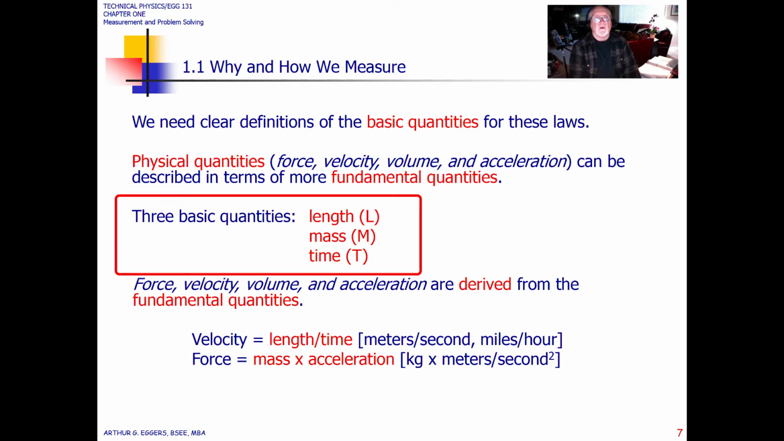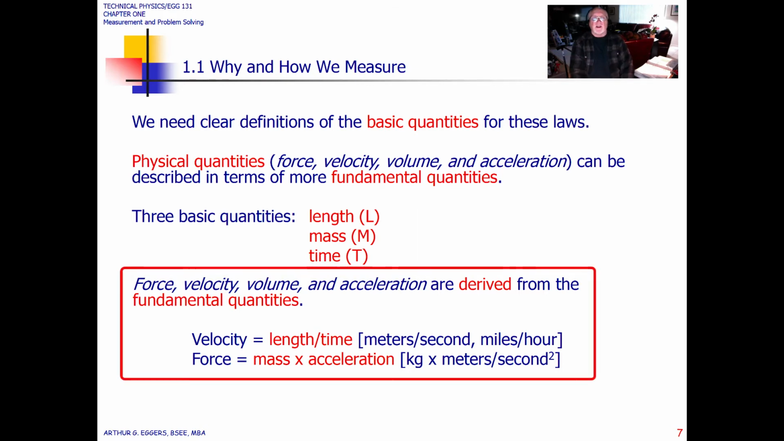With length, we know that we have different ways of measuring our lengths, whether it's the British system or the metric system. In mass, we can deal with pounds or we can deal with grams. And with time, it just depends on how small an increment we want. We can do seconds, minutes, hours, days, months, weeks, years, or we can go the other way into fractions of units of time: milliseconds, microseconds, nanoseconds. Force, velocity, volume, and acceleration then become derived from those 3 fundamental units.